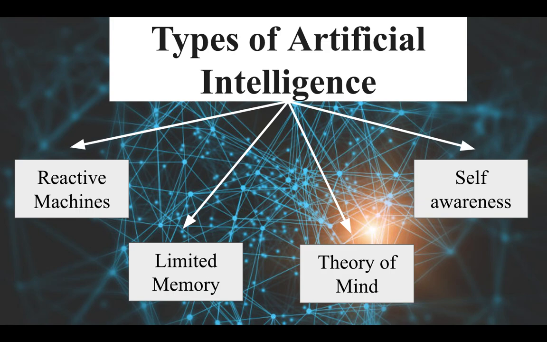Next, we have theory of mind. Theory of mind is just that, theoretical. We have not yet achieved the technological and scientific capabilities necessary to reach this next level of AI. The concept is based on the psychological premise of understanding that other living things can have thoughts and emotions that affect the behavior of one's self.